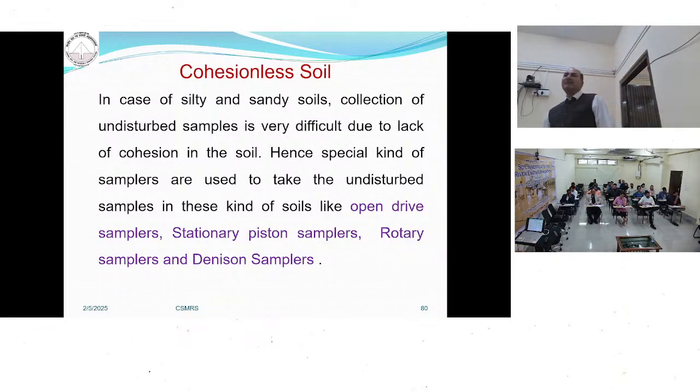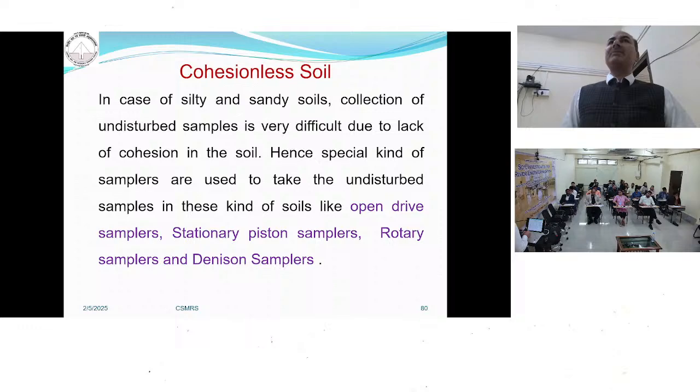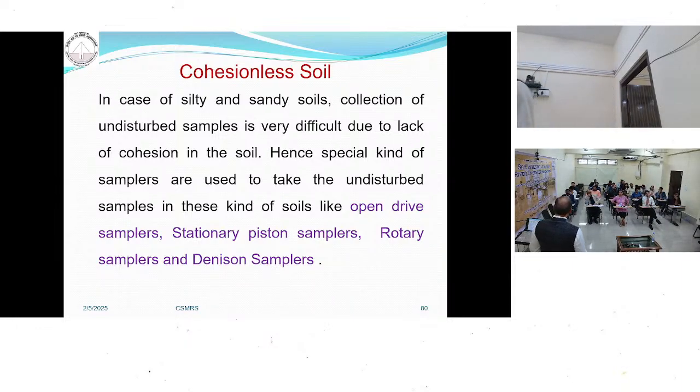Now, in the case of cohesive soil, we can collect the sample with the help of either a core cutter or the Shelby tubes. But when the soil is cohesionless, how can we collect the samples? We want to determine the density of that material, so what will we do? Has anybody collected a sample from sand? No? Okay. In the normal case, your core cutter and Shelby tube will not work here.